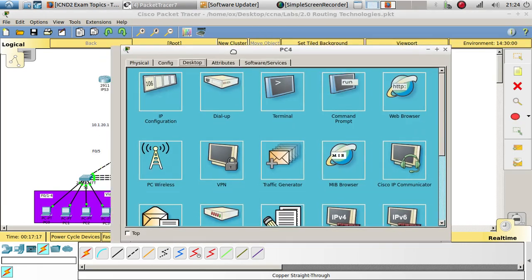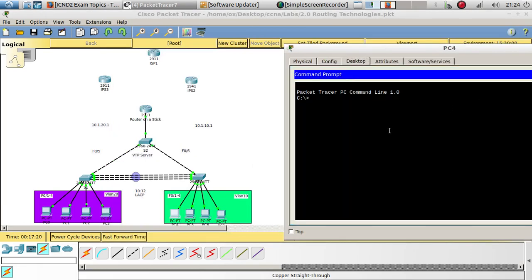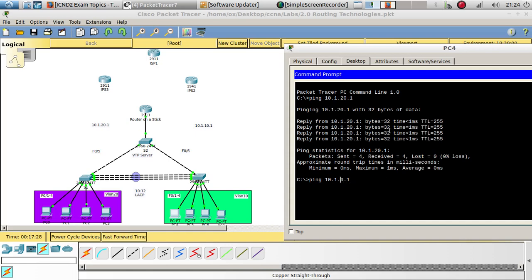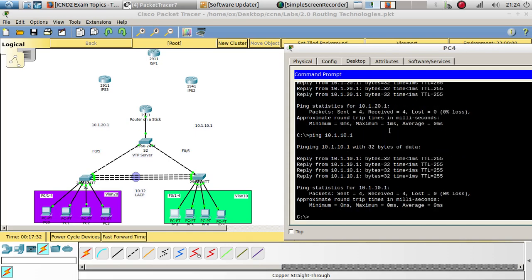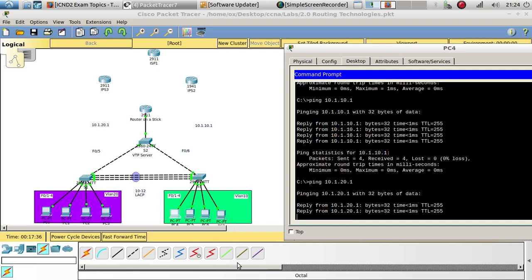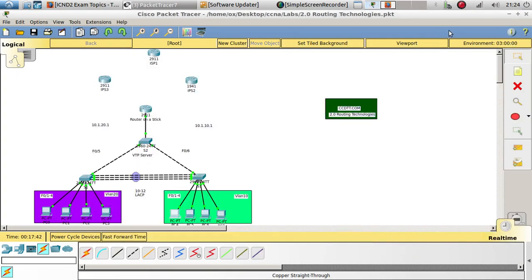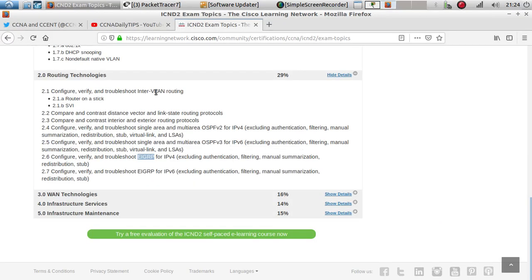So now this computer should also be able to ping the router, 10.1.20.1 and 10.1.10.1, and should also ping a computer on VLAN 20. Let's go ahead and try that. There it is. So we are able to communicate from VLAN 10 and VLAN 20. All right, so we are done with the first part, which was configuring router on a stick.